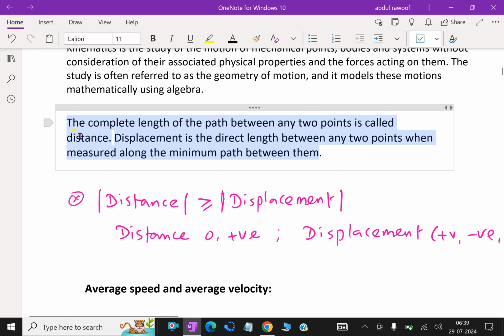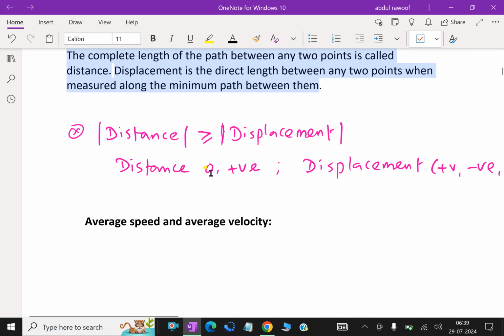The distance and displacement. The complete length of the path between any 2 points is called distance. Displacement is the direct length between any 2 points when measured along the minimum path between them. Here, the absolute value of distance, even if negative or positive, is always greater than or equal to the absolute displacement. Distance can be 0 or positive, displacement can be positive, negative and 0.